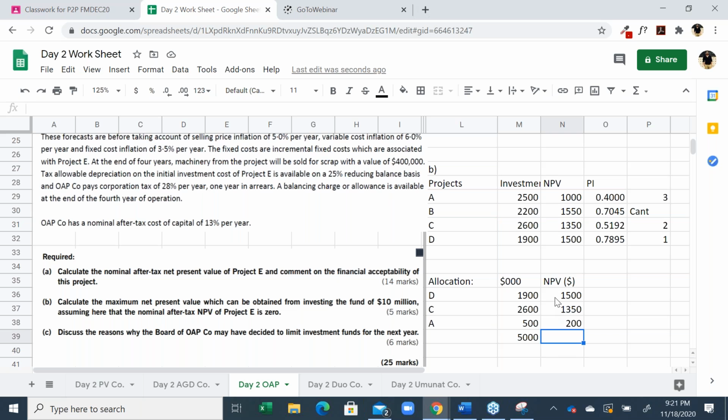So this is what the NPV will be getting. And let's add all these NPVs together. And the total net present value that we will be getting from investing $5 million will be $3050. And that's our maximum NPV.